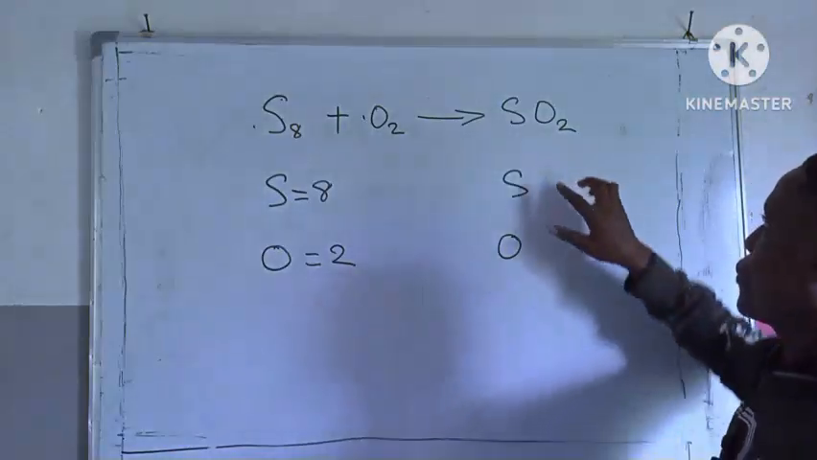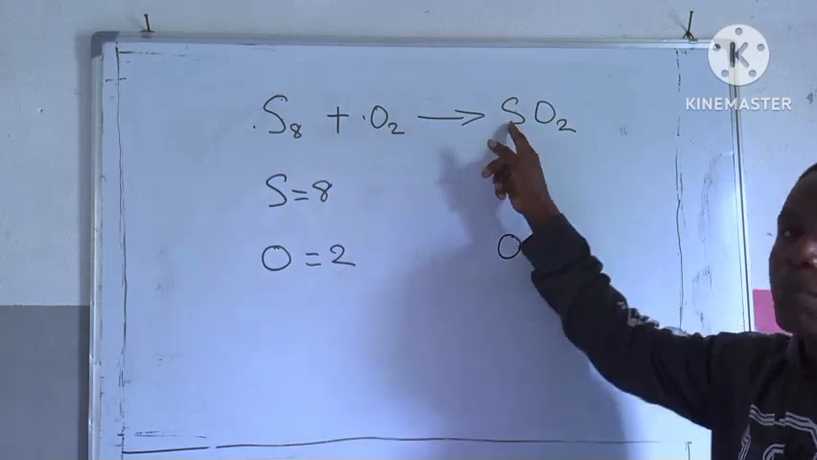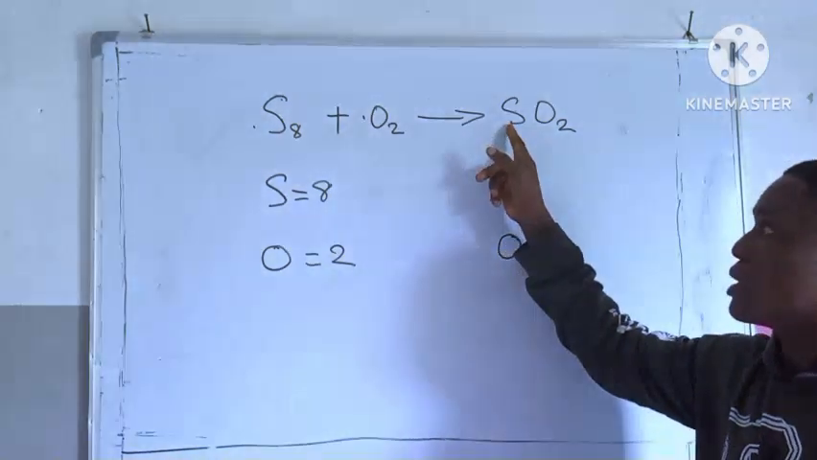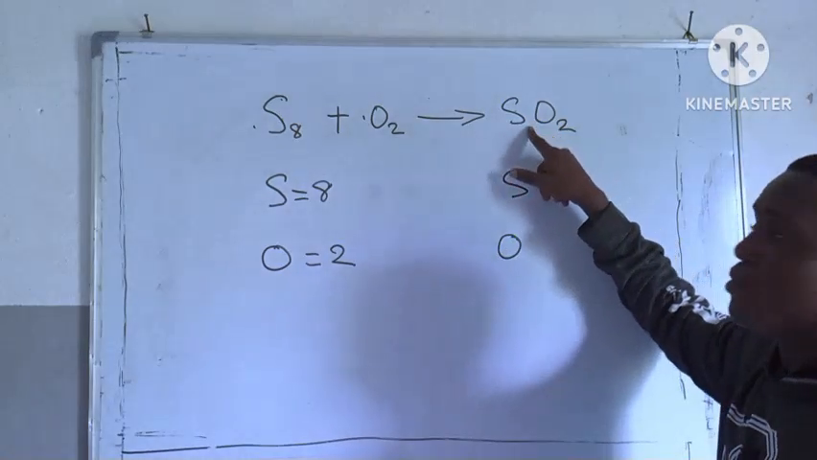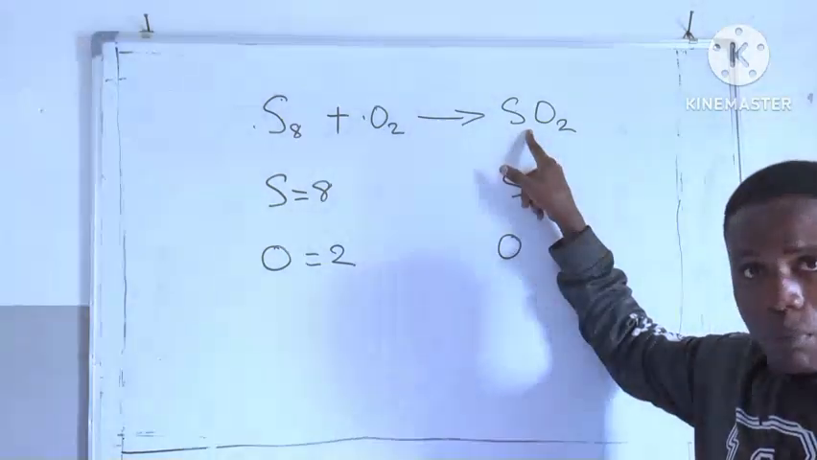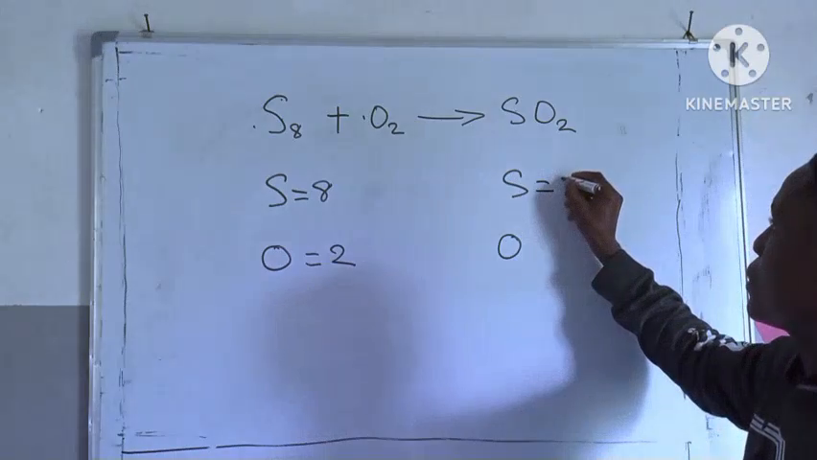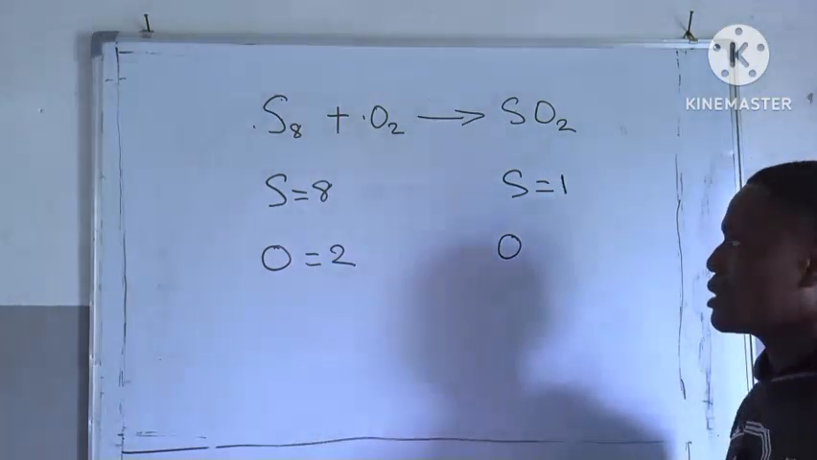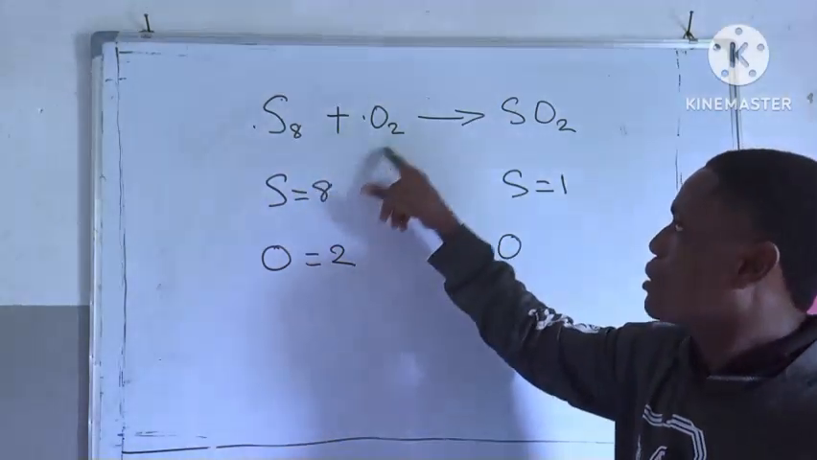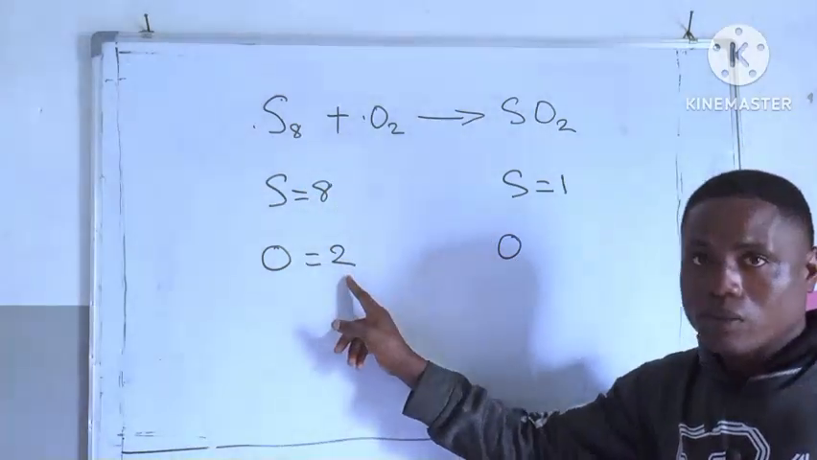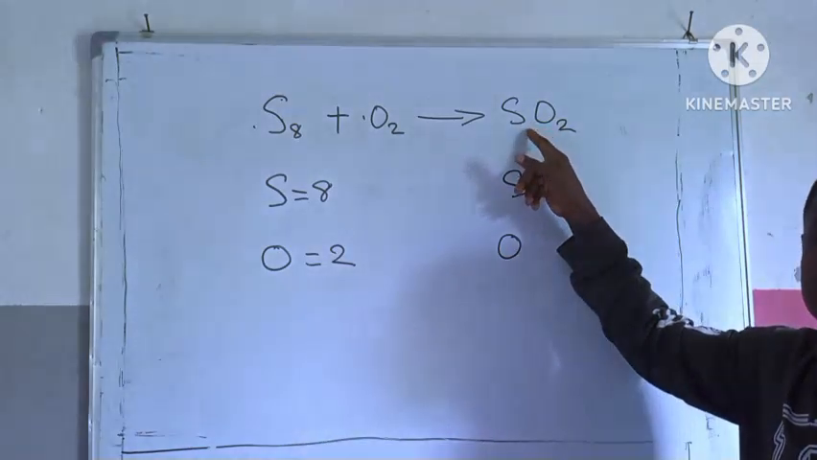Now take note. You can notice that this compound, there is no number at the back of this compound, meaning there is no coefficient, right? At the same time, at the downside of sulfur, there is no number, right? So meaning that sulfur, the given atom is 1. Here we are given 8 atoms, then 2 atoms of oxygen. But here there is no number. There is no given atom.